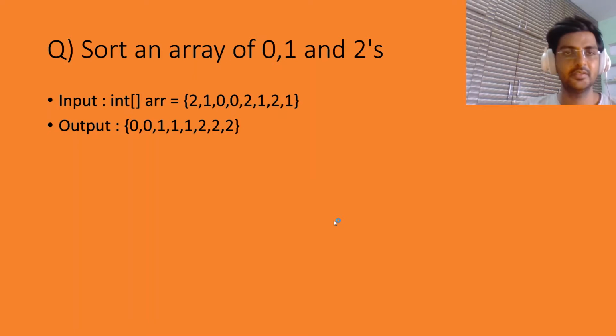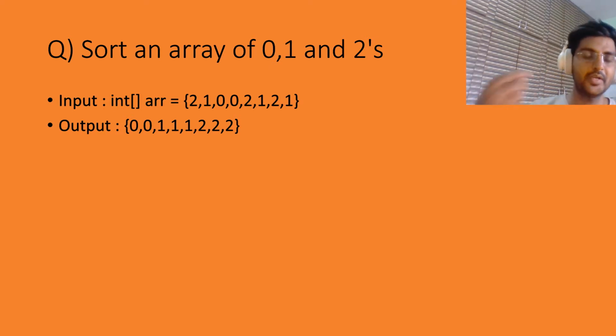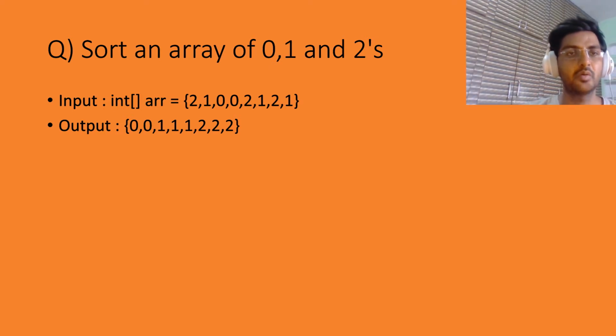Hi everyone. So today we will discuss one of the very important questions for interview purposes. The question is how to sort an array of 0, 1 and 2. In this, we can have only three different elements in the array, either 0 or 1 or 2. You need to sort the array. So what is the first approach which comes to your mind?